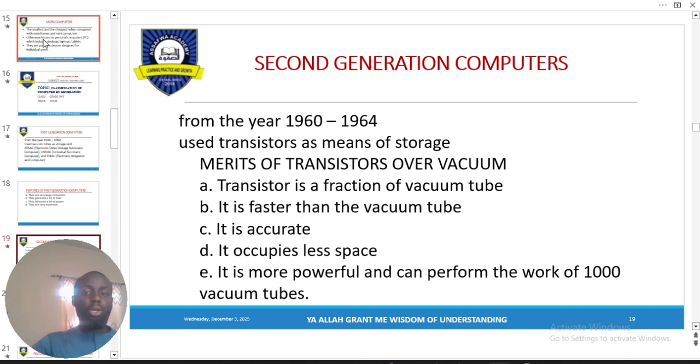And the second generation of computers were used from the year 1960 to 1964, and they used transistors as means of storage. The merits of transistors over vacuum tubes: first, a transistor is a fraction of the size of a vacuum tube. It is faster than the vacuum tube, and it is accurate. It occupies less space, and it is more powerful and can perform the work of 1,000 vacuum tubes.